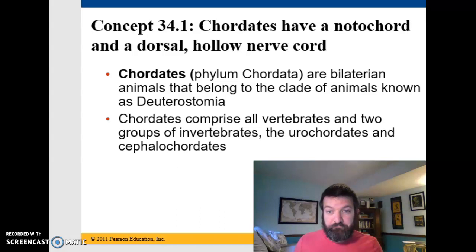And there are three main groups of chordates. We're used to the vertebrates, right? Because we are vertebrates. But there are two invertebrate groups of chordates, the urochordates and the cephalochordates.